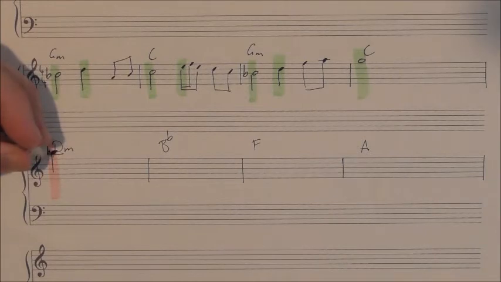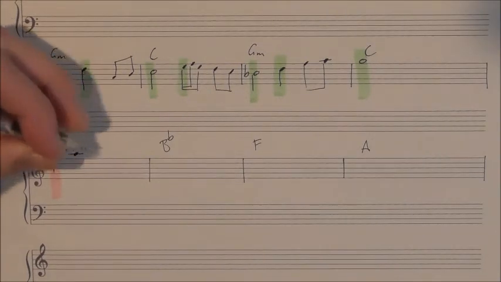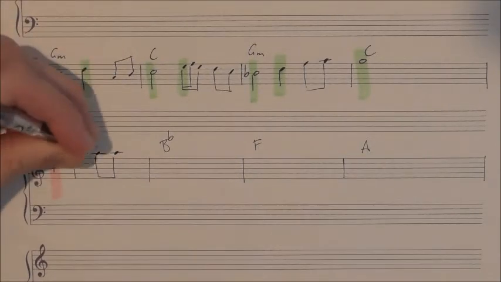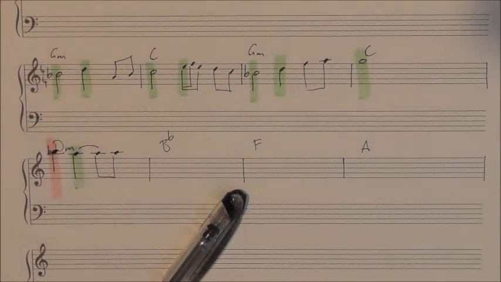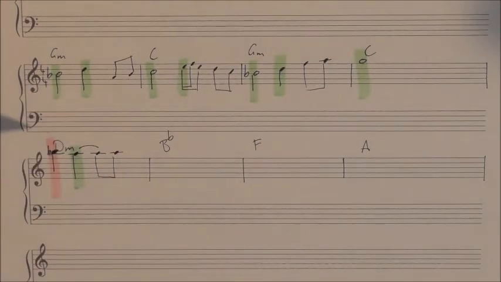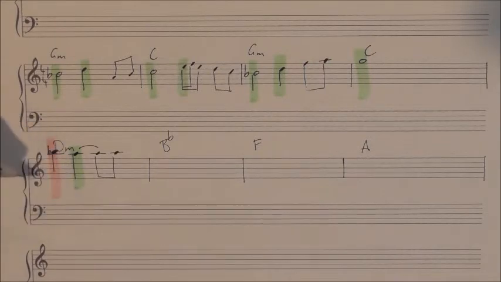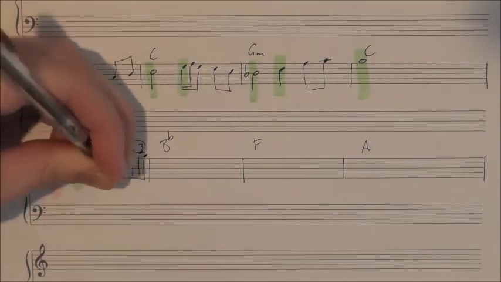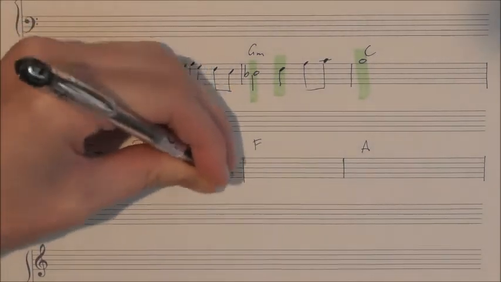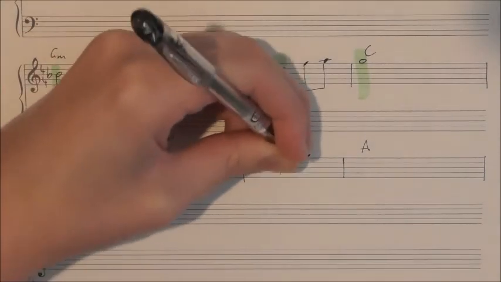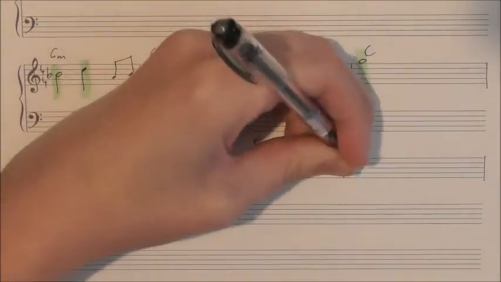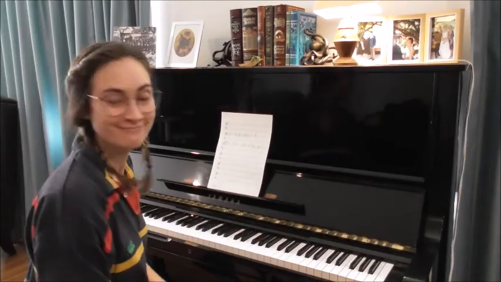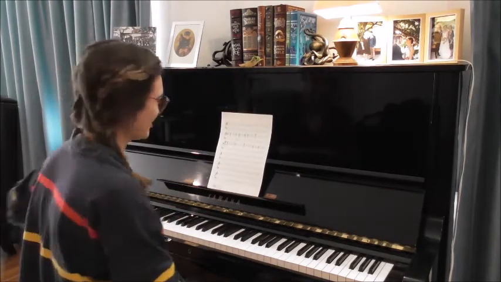I'm going to make my suspension resolve to an A, which is part of the chord. And I'm going to then highlight my A in green just so that we can see that my suspension resolves nicely. When we listen to it, listen out for that tension. Now I'm going to finish writing the rest of my melody. Let's hear the next 4 bars of my composition.